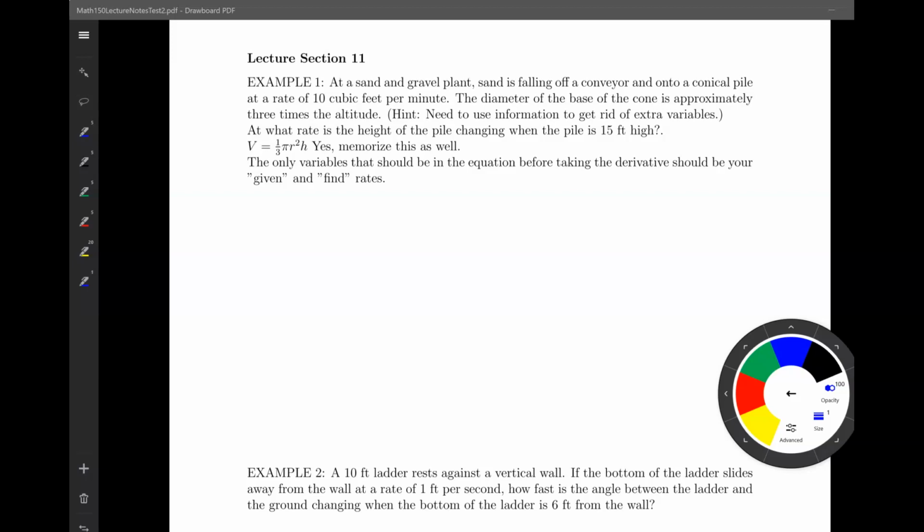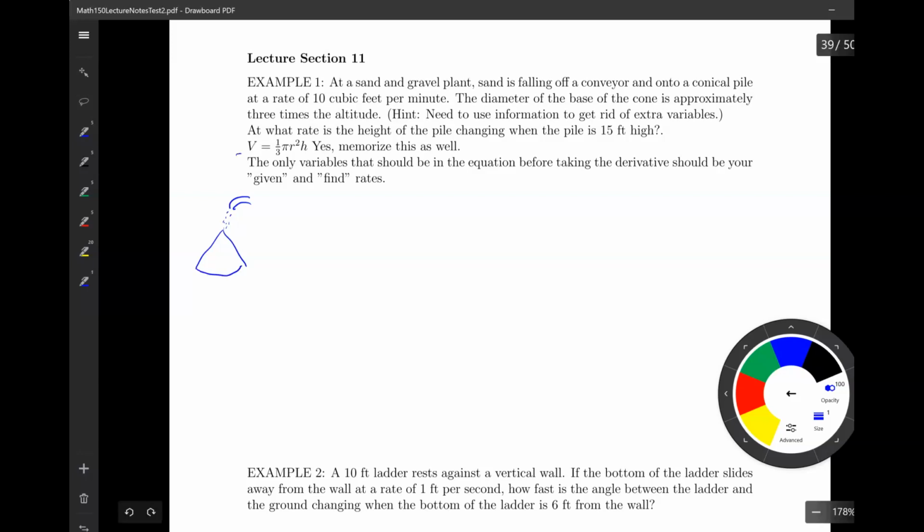All right, back to some related rate problems. You've been doing a few. I'm going to give you a few more. So let's look at this. I've got sand falling off a conveyor belt. It's falling into a pile, and the pile is making a cone.